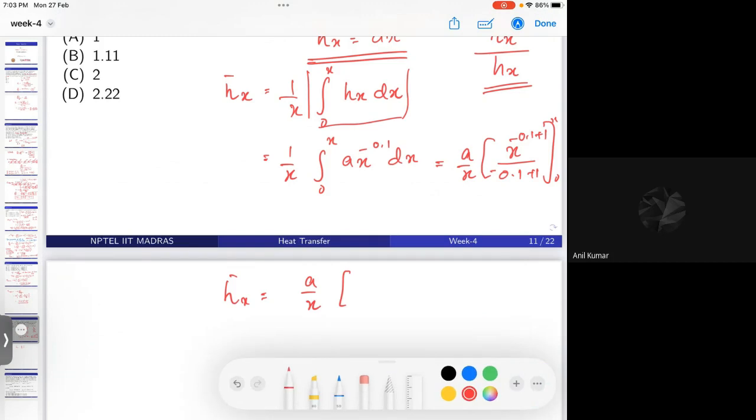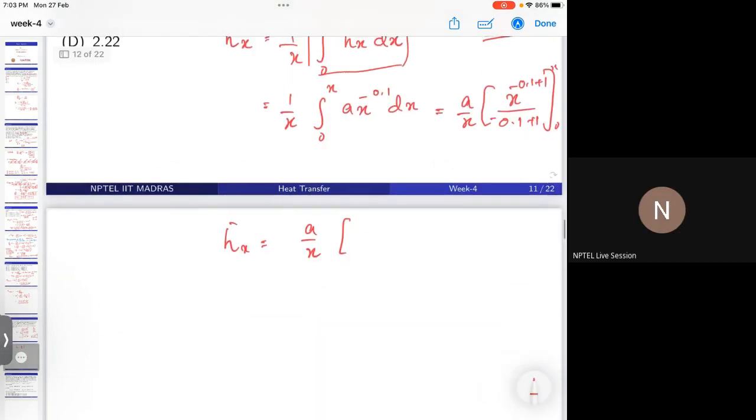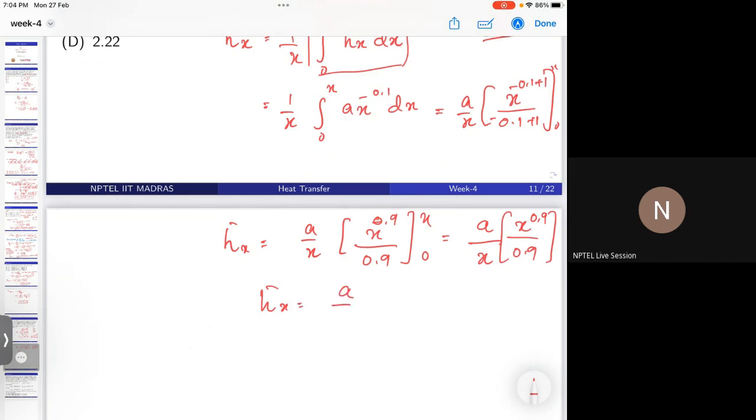Yes, sir. So now I think you can solve this. You will get a by x, x raised to 0.9 by 0.9, evaluated from x to 0. So h bar x is equal to a by 0.9, x raised to minus 0.1, after cancelling that x. What is this? It is a x raised to minus 0.1.